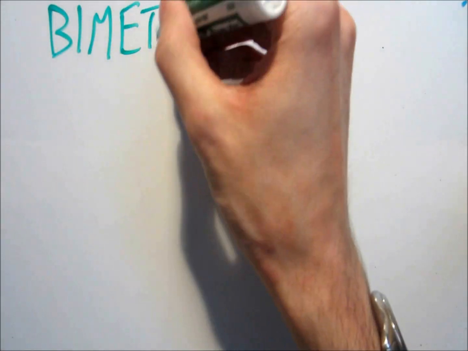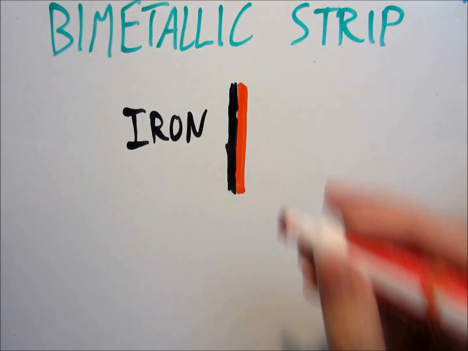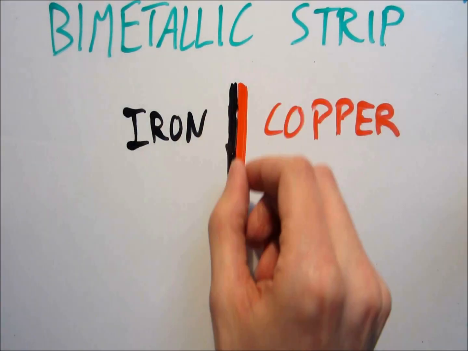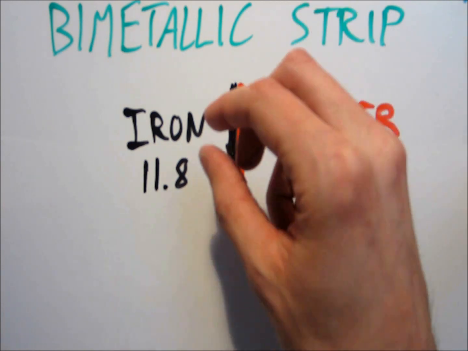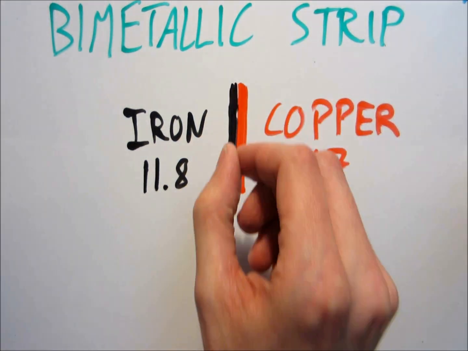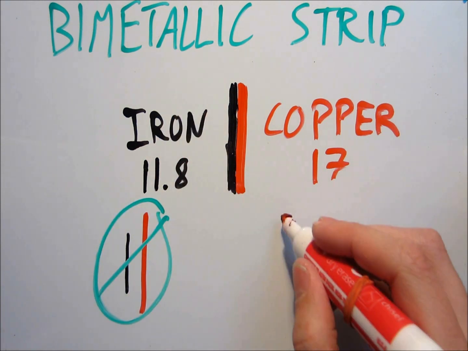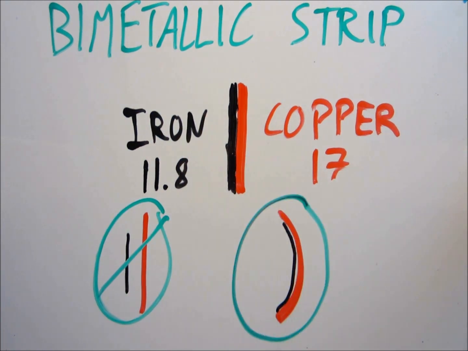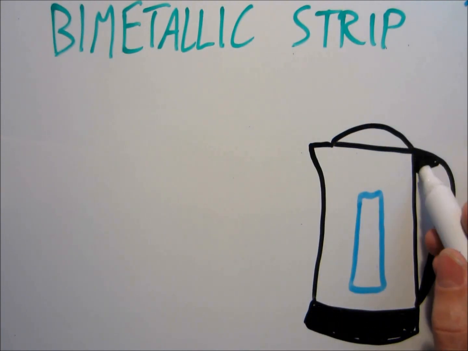Another cool application is what's called a bimetallic strip. This is simply two different strips of metal, usually iron and copper, joined together. Iron has a coefficient of 11.8, while copper comes in at 17. When the strip is heated, the copper will want to expand more than the iron. Since they're joined together, though, the copper isn't able to get longer freely, and the overall effect is that the strip bends. This can then be used to regulate a circuit, for example in an electric tea kettle.